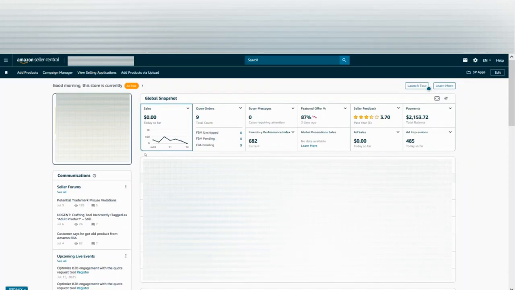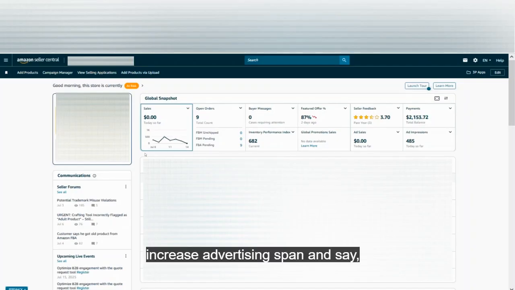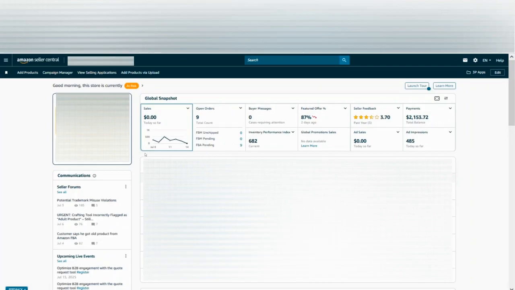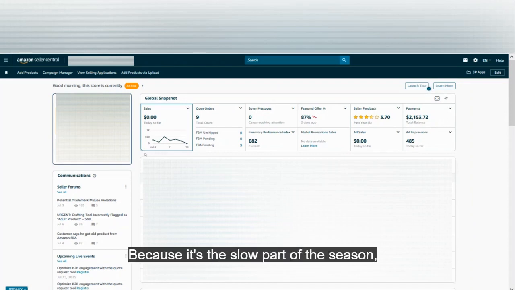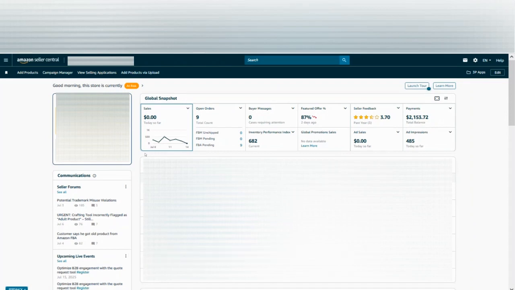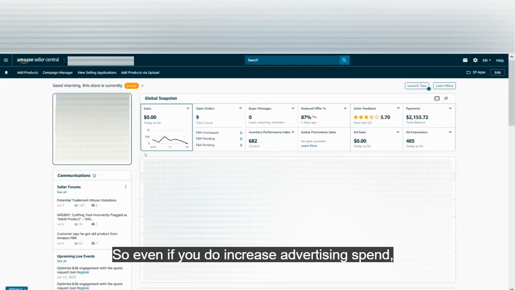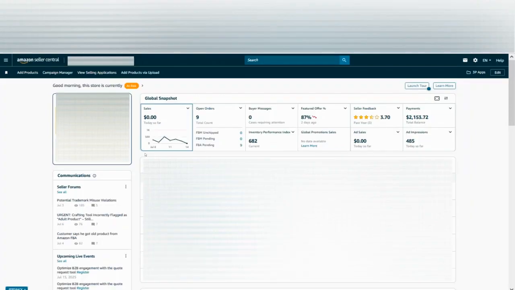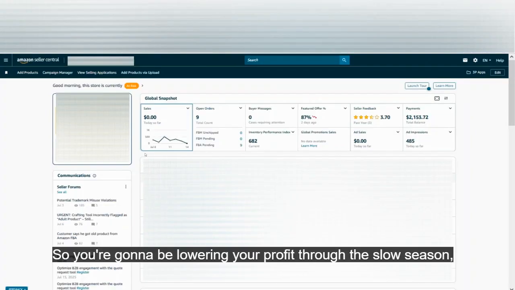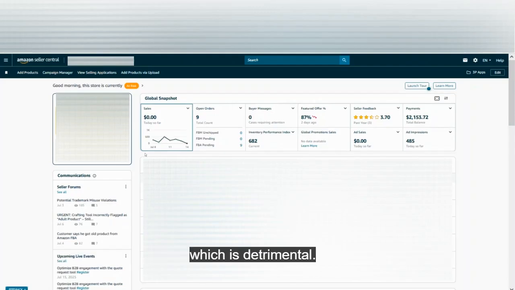This particular account is relatively new, so there's no information that suggests that this is the slow part of the season. But if I were to, let's say, increase advertising spend and say, okay, let's try to increase sales again, that is terrible. That's a terrible thing to do. Why? Because it's the slow part of the season. People are not buying. So even if you do increase advertising spend, no one's going to buy anyway. So you're going to be lowering your profit through the slow season, which is detrimental.